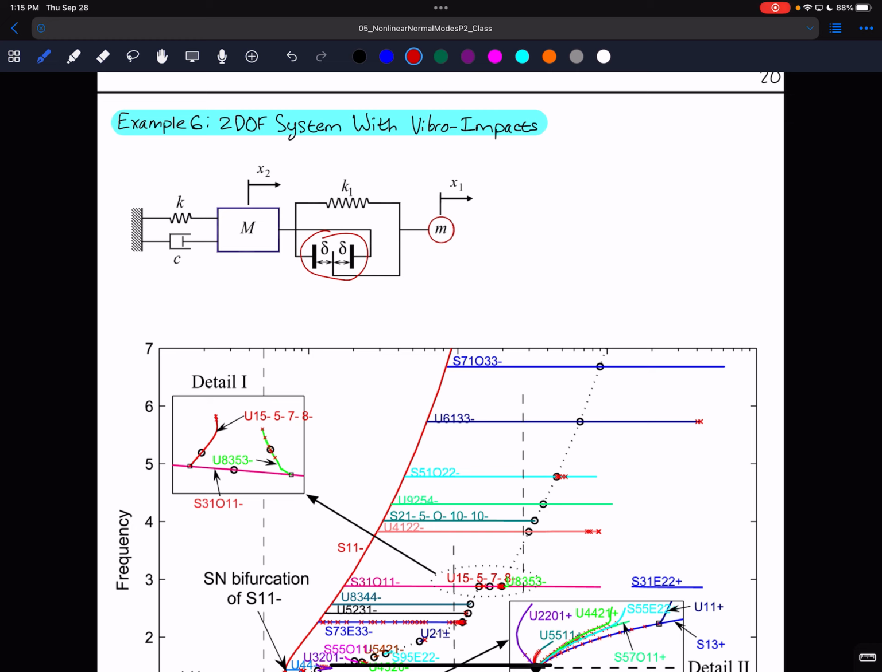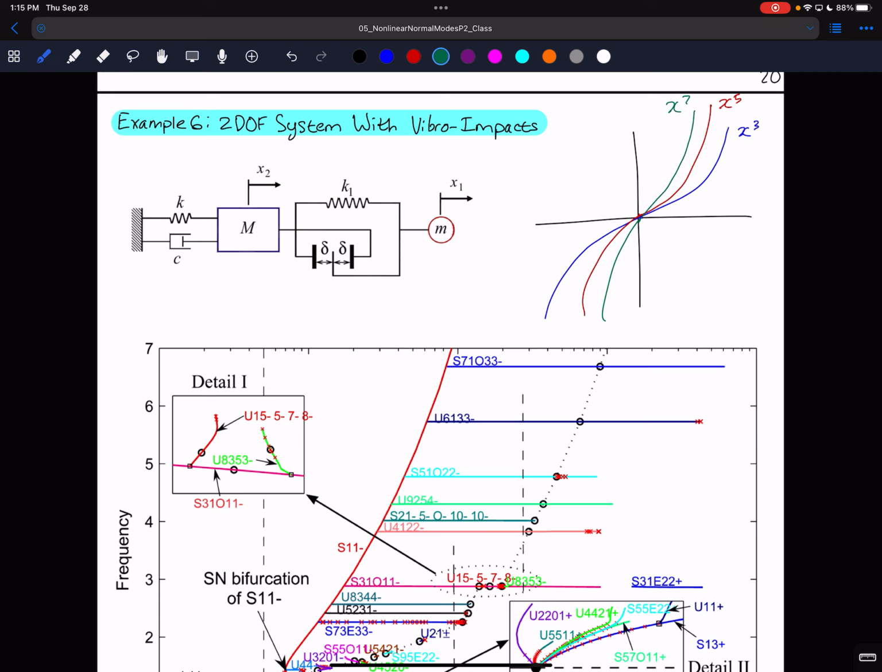This is the strongest type of nonlinearity you can have in a system, at least for a hardening type nonlinearity. And so you can think of it, if we draw a plot of polynomials, we don't want a line, we want something like that, something cubic with a linear term. A quintic is then going to be something like that. So this is like x cubed, x to the 5th, x to the 7th. So when you have a hard impact, it is equivalent to an infinite power. So x raised to infinity.